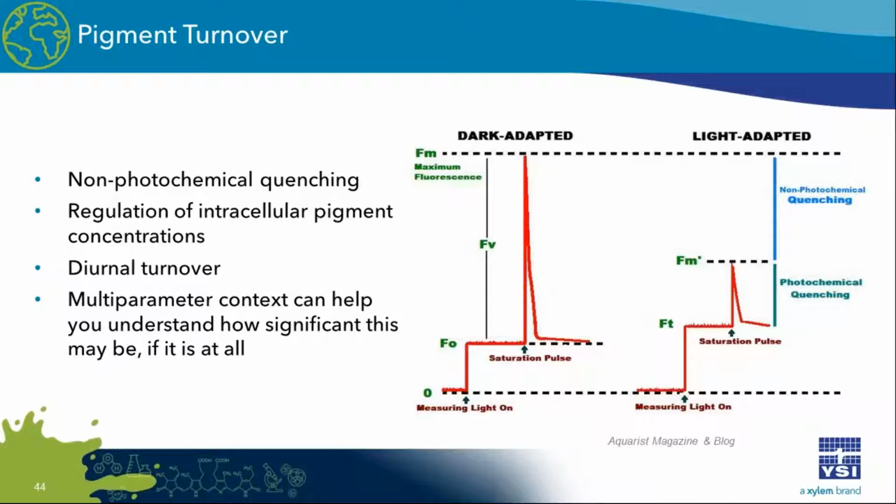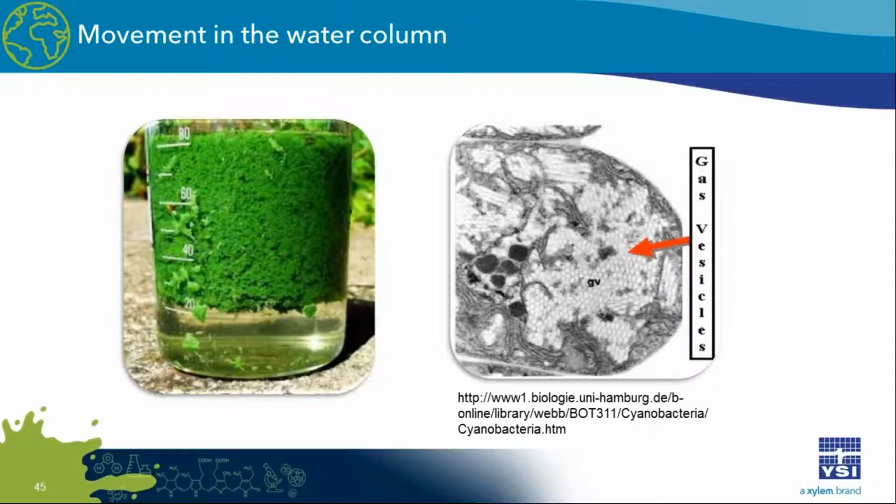So these are all effects that are often better understood if you're monitoring in a multi-parameter context, like you would with the EXO and the ProDSS. And then a nice example here, which relates to the question we were asked earlier about microbial, about the algal mats.